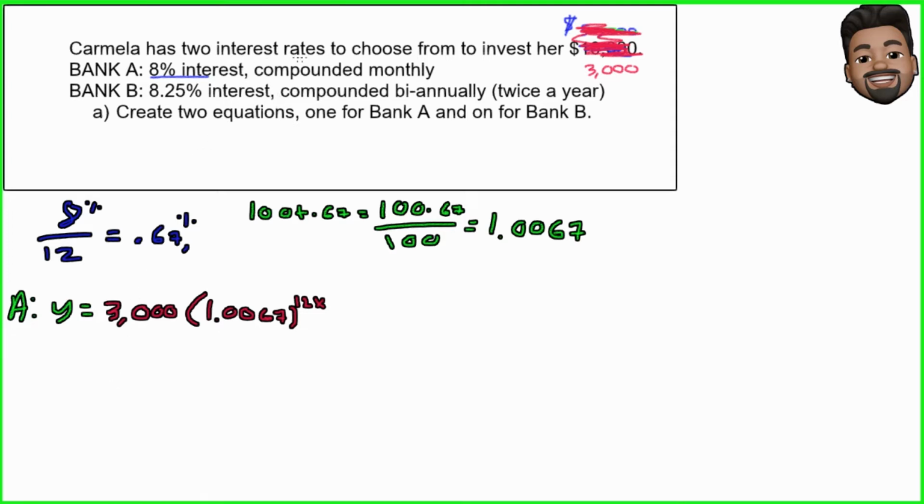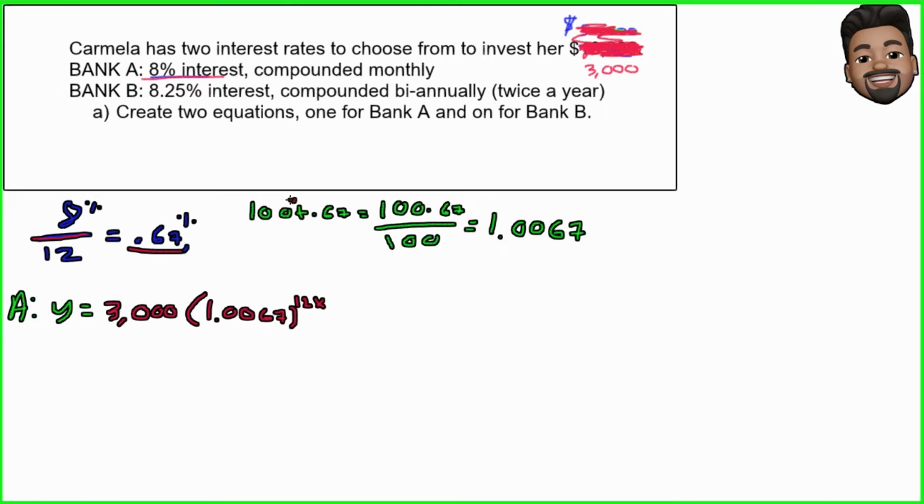Carmela has two interest rates to choose from to invest her $3,000. Bank A, 8% interest compounded monthly, okay? So this is very good to know that this is compounded monthly. Well, how many months are in a year? 12. So we need to take our 8%. You can look over here. I divided this by 12. We got 0.67%. This is very similar to the problem we just did in part 1.